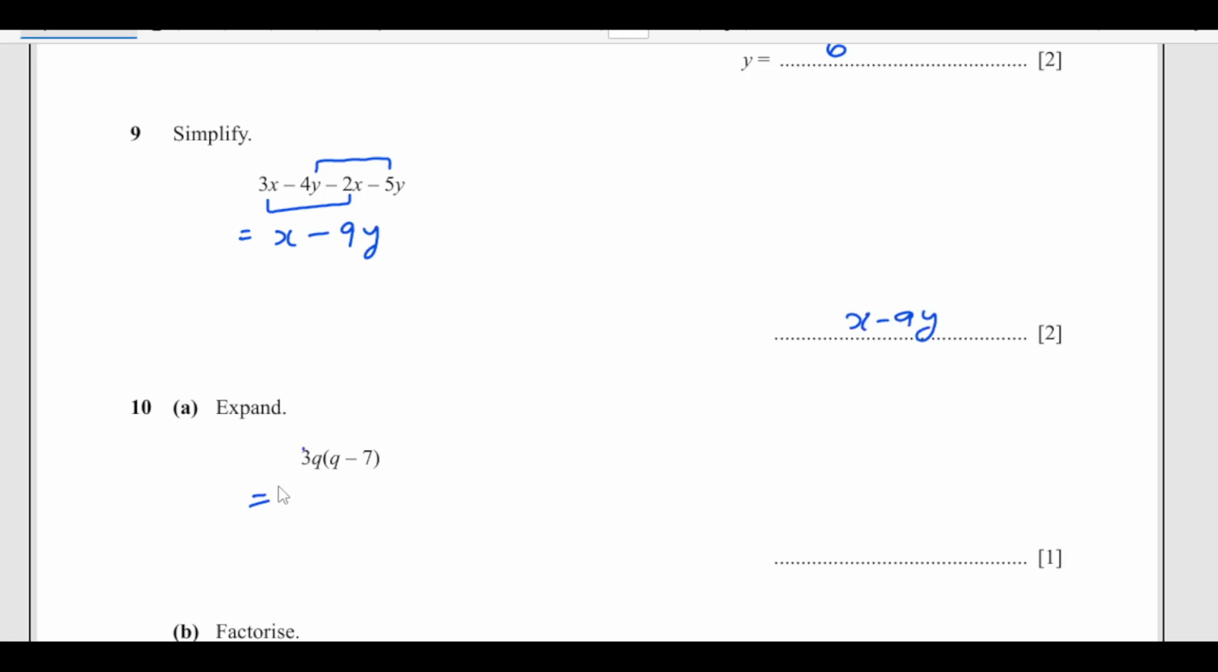Expand. When you expand, this 3q is going to multiply whatever you have inside. So 3q times q is going to be 3q squared. Then there is a negative sign, put negative. 3 times 7 is 21q, right? So 3q squared minus 21q.